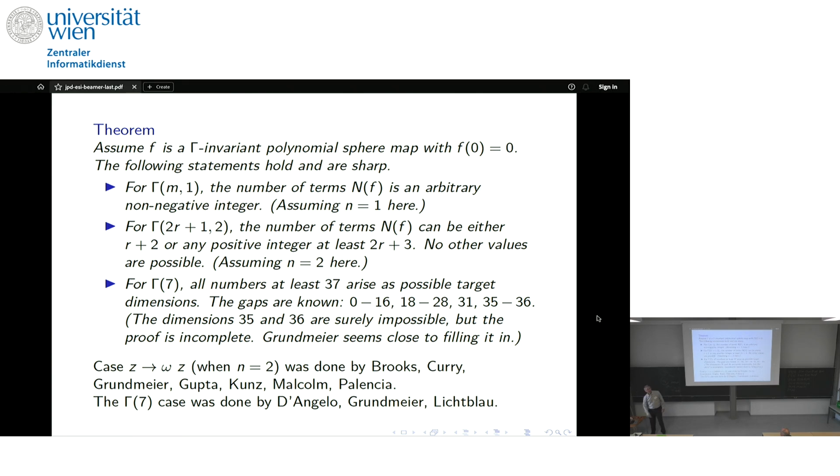Okay, so now let's go to this thing. For gamma m1, that means in this notation, I'm assuming the source dimension is 1. Now that's much easier than what was considered by Jennifer Brooks, Sean Curry, Dusty Grunmeyer, Purvi Gupta, and 3 of their students in some special program. They actually did this, and it's combinatorially a lot harder when the source dimension is 2, but in some sense, the source dimension 1 fits with what I'm doing here.